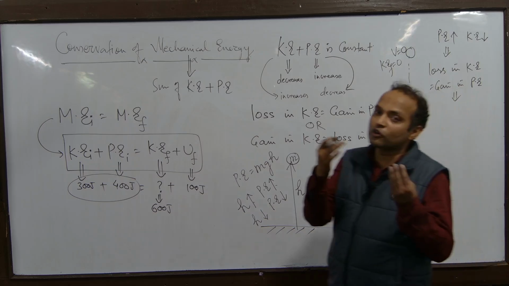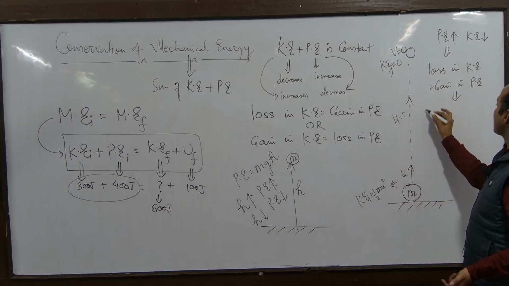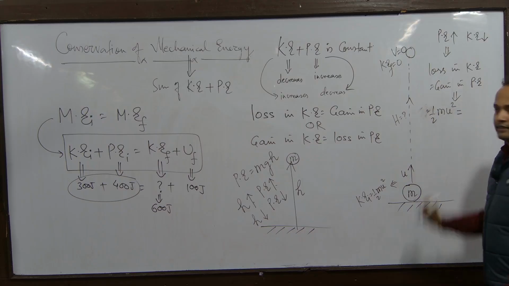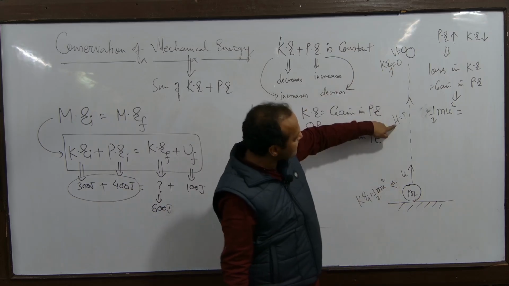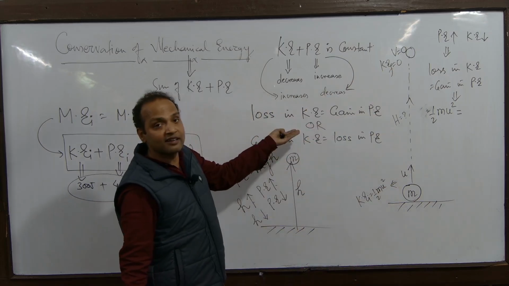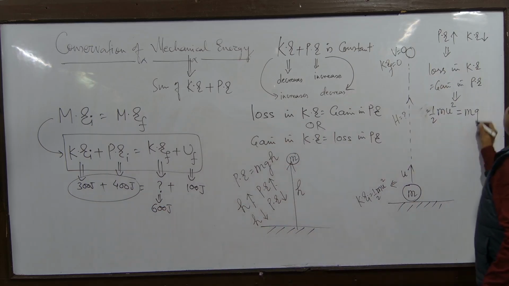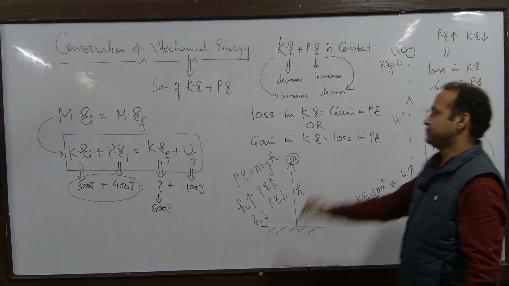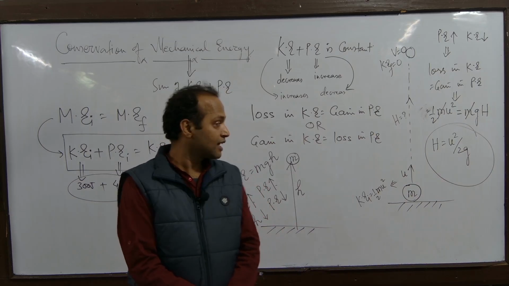Initially you have 100 rupees. Now you have 0 rupees. What is loss? 100. That is the point. Initial this, final this. Loss in kinetic energy equal to half mu square. And what is gain in potential energy? When a ball rises up to height h, its potential energy is mgh. Here I will write mgh. So h will come out u square by 2. Okay, this is the answer.